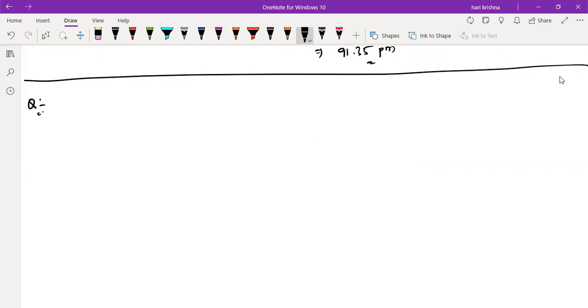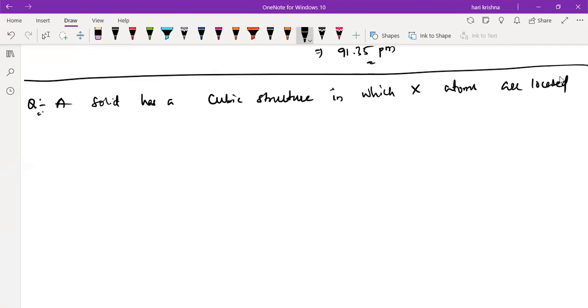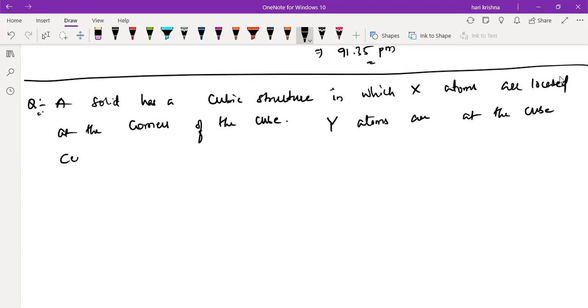Suppose a solid has a cubic structure in which X atoms are located at corners of the cube, Y atoms are at the cube center, and O atoms at the edge center. Find the formula of the compound.